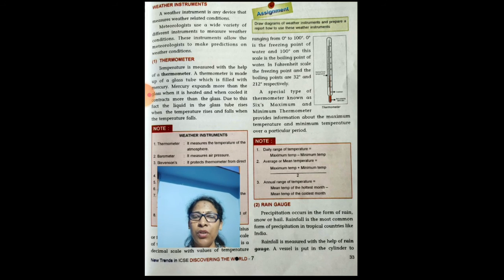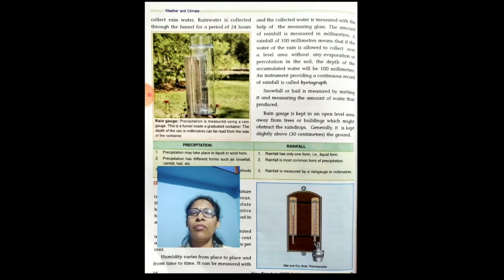A vessel is put in the cylinder to collect rainwater. As you can see in the picture they have given there, rainwater is collected through the funnel for a period of 24 hours. The collected water is measured with the help of a measuring glass. The amount of rainfall is measured in millimeters.